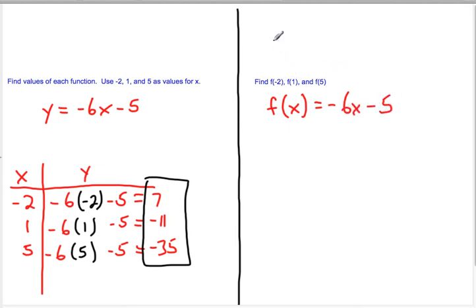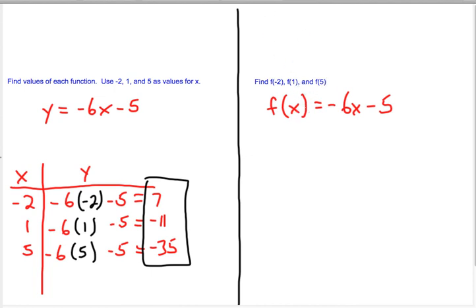So instead of saying find values of each function, use -2, 1, and 5, with function notation you can just say find f of -2, and what that means is find the value of the function when x is -2. Find the value of the function when x is 1. Find the value of the function when x is 5. So it's a shorthand way of doing it, and actually works out nice and quick. So the same thing would happen given these instructions. I need to find the value of this function at these three x values, or these three x coordinates.